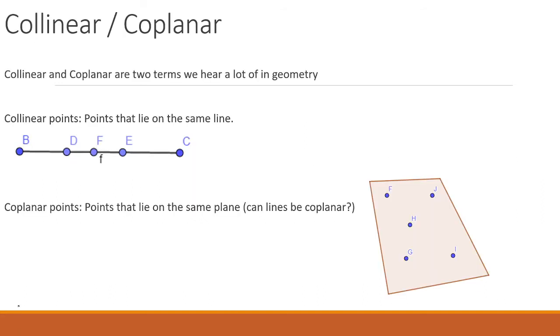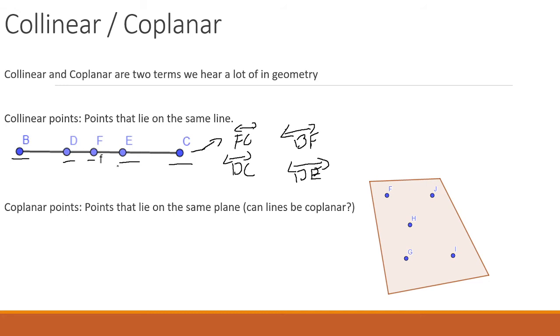So we've talked about a little bit of these terms already, but collinear and coplanar. Collinear points are points that lie in the same line. So in this case, B, D, F, E, and C are all collinear. So we could call this line FC. We could call this line DC. We could call it line BF. We could call it line DE. So we could call it a bunch of things. When you're labeling a line, all you need are 2 points on it, but there might be more.